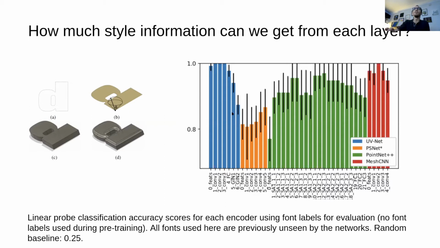And we found that for the UVNet encoder shown in blue, it was very effective in the lower layers of the network. The orange here represents the current state of the art for this technique, and the green and red show the method we've tried applied to some other representations like point cloud and mesh. So yeah, working with the B-rep here seems advantageous.